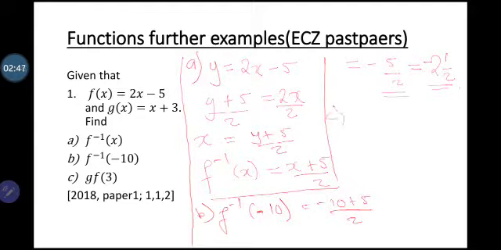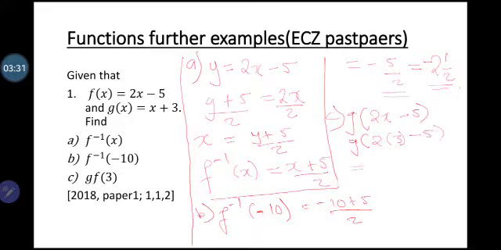Then C is a composite function g f of 3. So you always start resolving with the function closest to the number or what you have in the brackets. So the closest to 3 we have f, so we're substituting 3 in the function f. We're going to have g brackets, our f of x is 2x minus 5. However, we've been given the x in the question as 3. So in the function f of x, we replace 3 where there is x. We're going to have 2 times 3 minus 5.